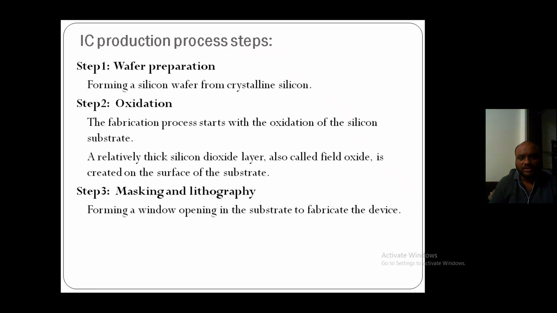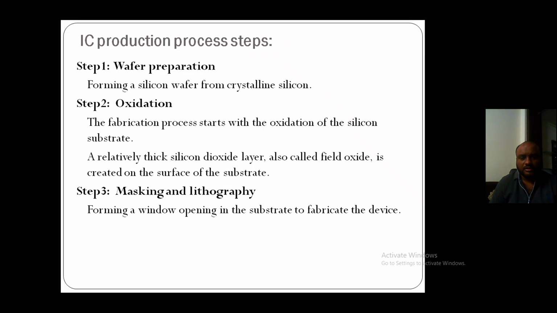Step 2 is oxidation. The fabrication process starts with the oxidation of the silicon substrate. Then, a relatively thick silicon dioxide layer, also called field oxide, is created on the surface of the substrate.